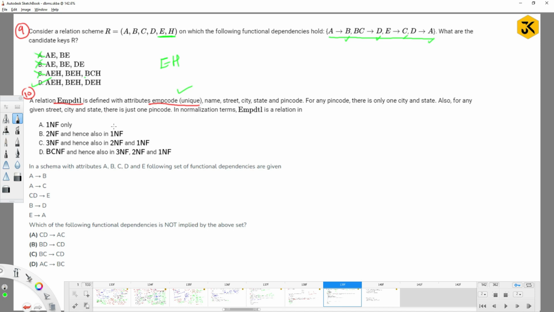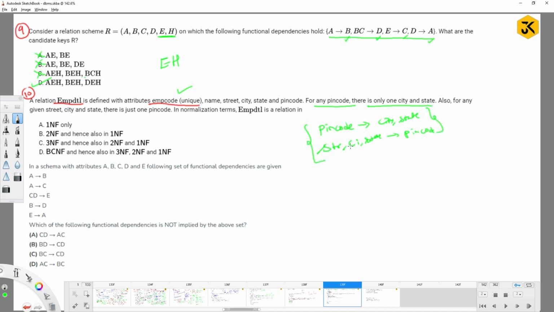What might be the 3NF? For 3NF, any given conditions are there. See, observe, for any pin code, there is only one city and state. How can we write that? Pin code determines city and state. Also, for any given street, city, state, which can determine pin code, right? These are the two functional dependencies which you know, right?